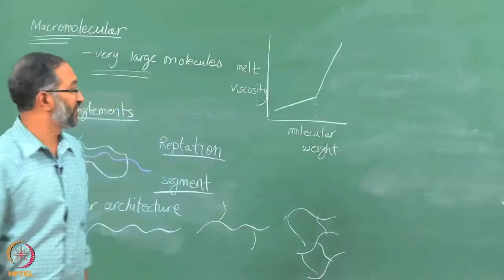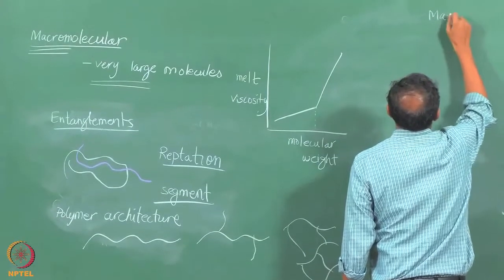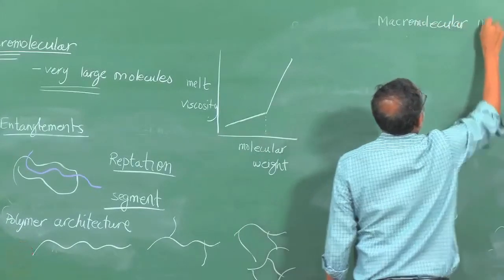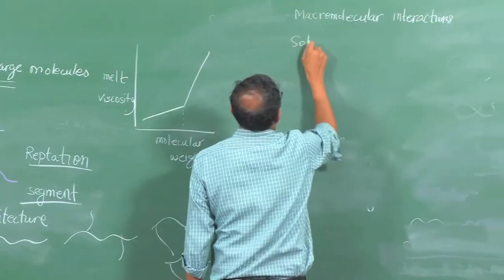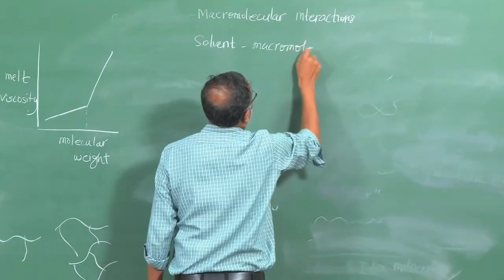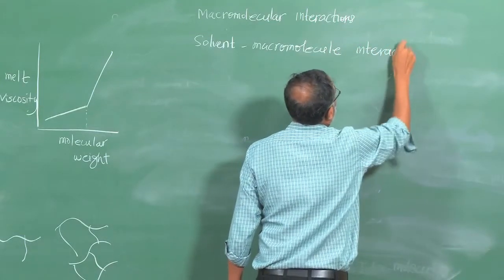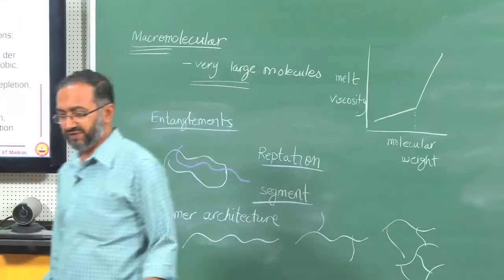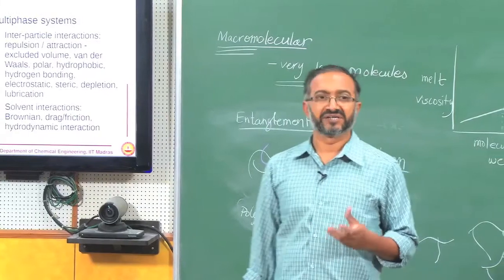So, now continuing on, having seen the macromolecular interactions, we will now see interactions between solvent and macromolecule. So, generally we tend to think here in terms of broadly 3 types of interactions.